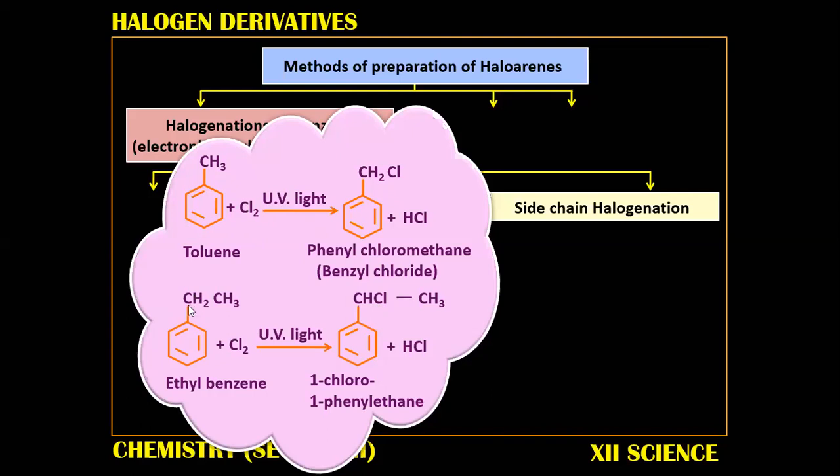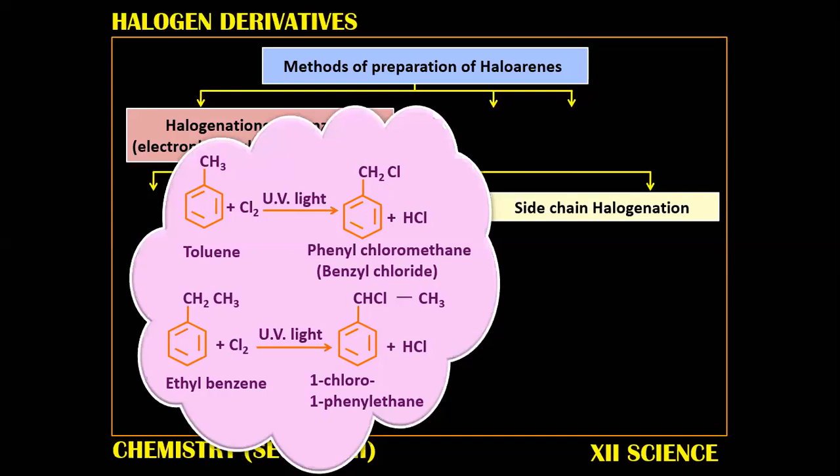Similarly, if you chlorinate ethyl benzene, the ethyl group undergoes chlorination. The benzene ring will not undergo chlorination. So here we get 1-chloro-1-phenyl ethane. Your chlorine and phenyl both are attached to the first carbon. This is called side chain chlorination. Here the chlorine will not attach directly to the benzene ring, but the side chain will get chlorinated, and therefore it is called side chain chlorination.